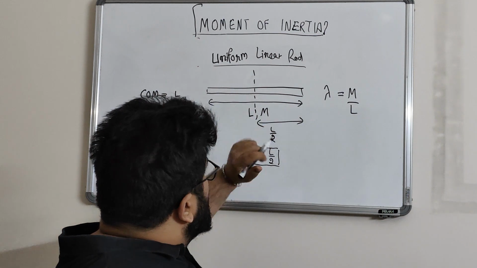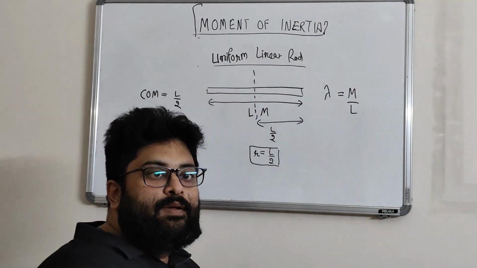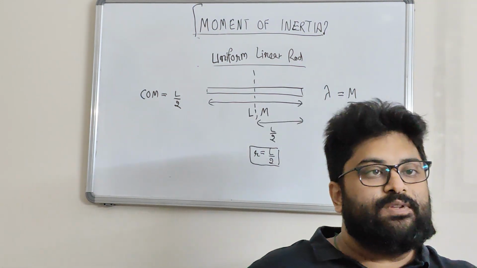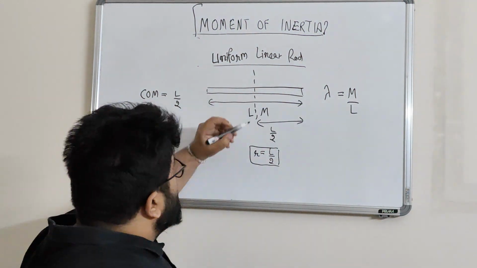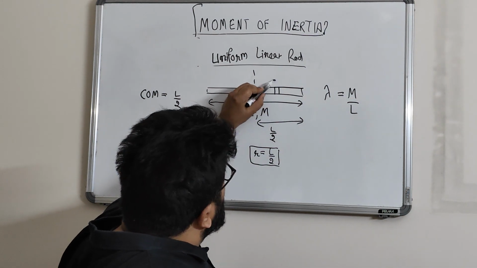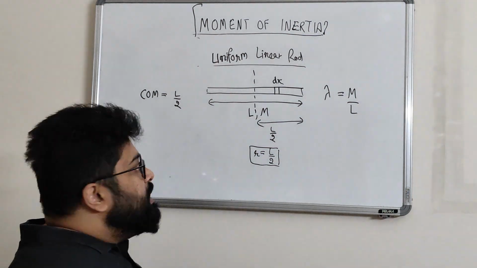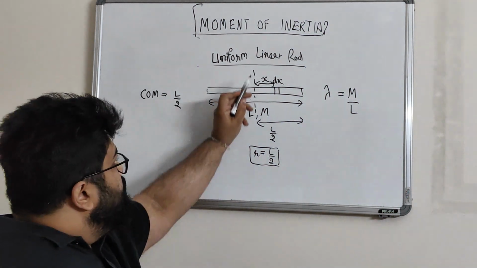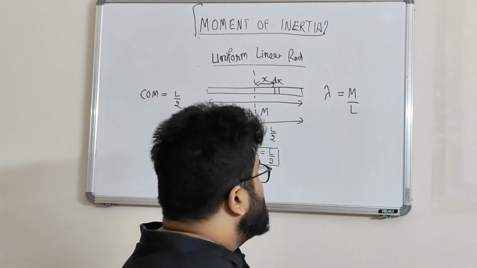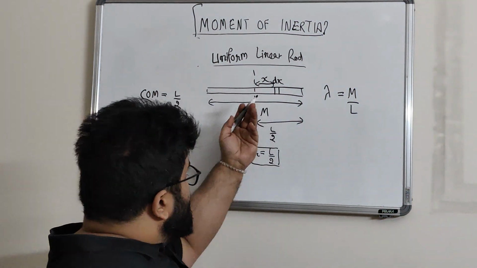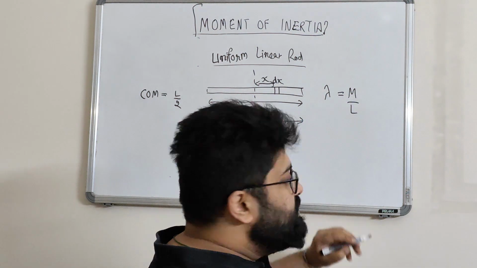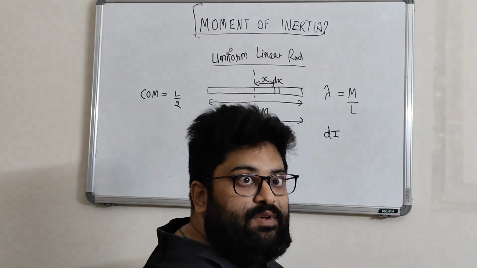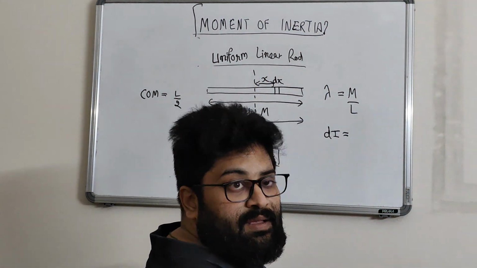Now take into account that this mass is a collection of several different bodies. It's a continuous mass distribution. So let's just take a small mass here of length dx, at a distance of x from the center of mass, from the axis of rotation. So the moment of inertia for this point mass becomes dI, and what's that equal to?